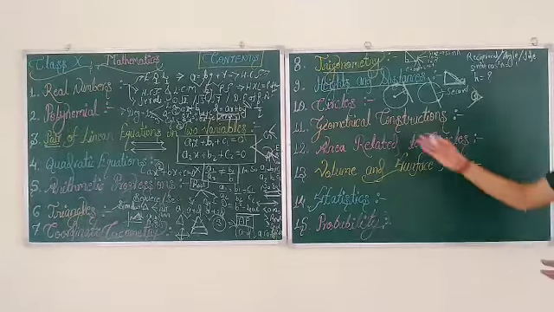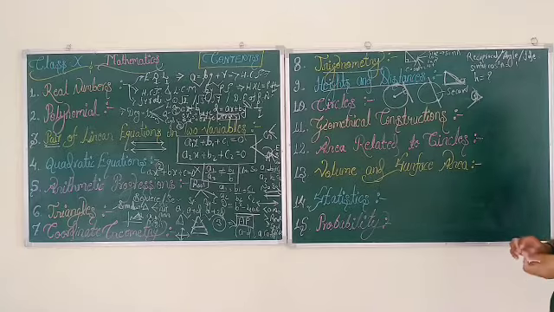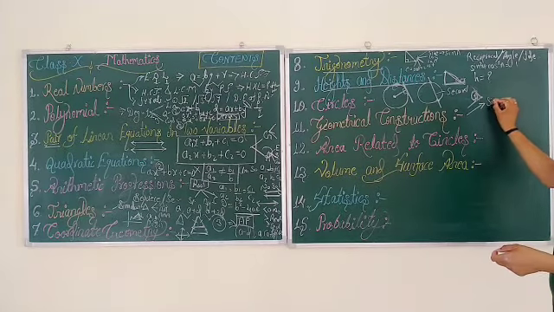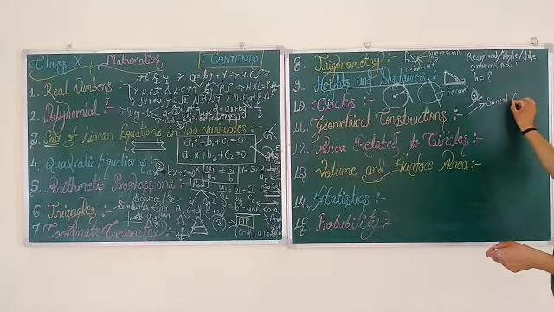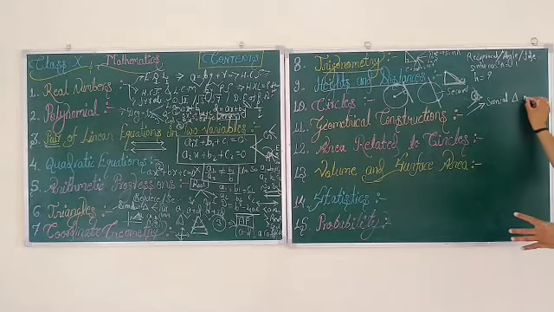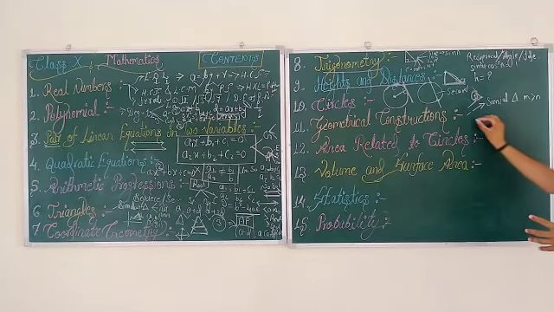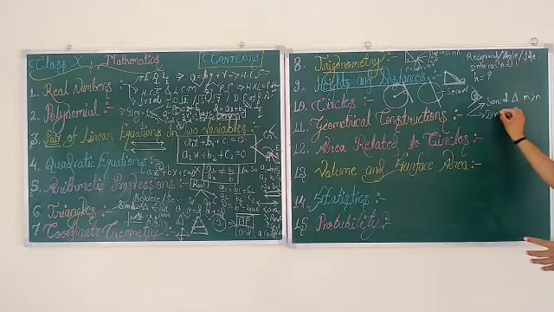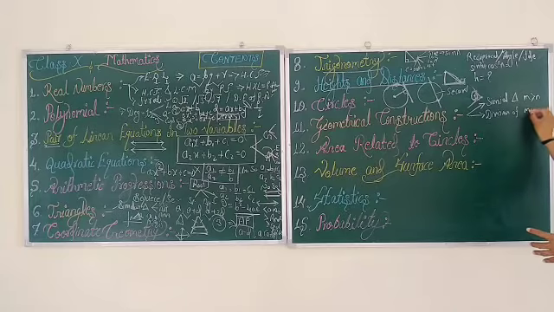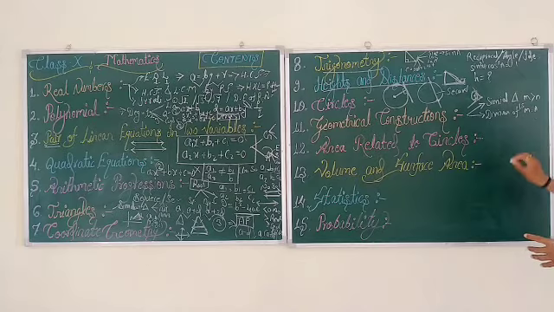Now we discuss the next chapter, that is geometrical construction. Under this chapter, we will construct a triangle similar to a given triangle, and such types. Now we also do division of line segment. We construct the division of a line segment in the ratio m:n.